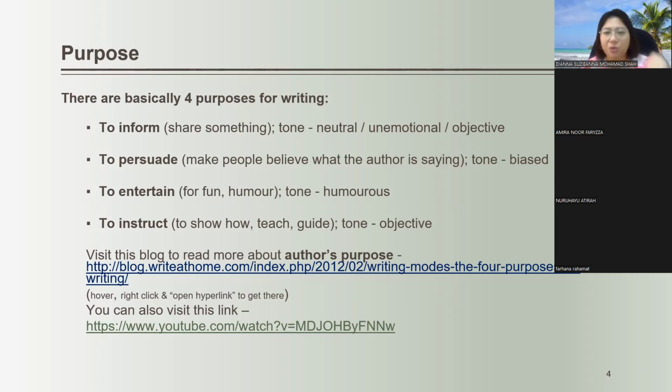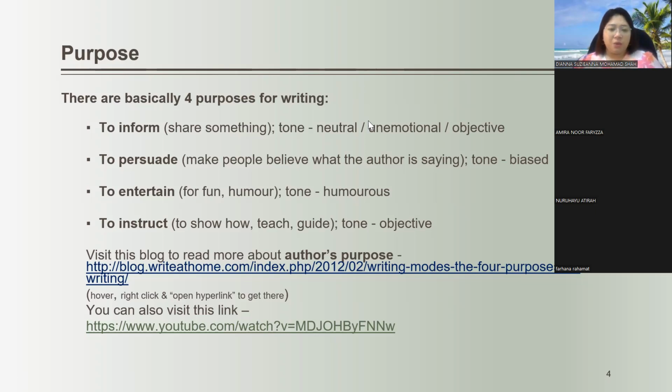When it comes to instruct, it involves show, it involves teach, and it involves guide. The tone is also going to be objective because there is no emotion needed in order for you to instruct. You're not going to scold somebody on how to do this exercise. Hence, the tone involved is going to be objective. There is no emotion needed.